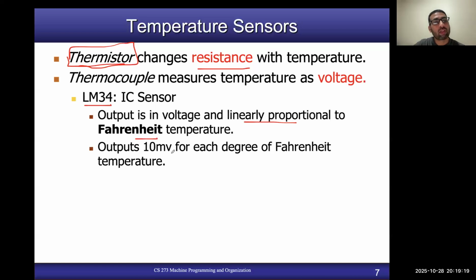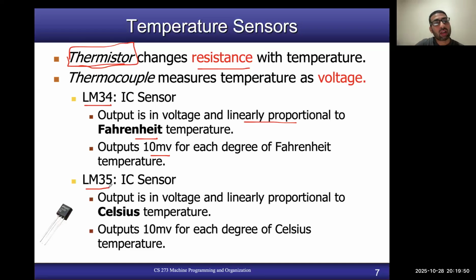For example, if your ambient temperature is 0 Fahrenheit, the output of the sensor will be 0 millivolt. But if the temperature increases by 1 degree, like it becomes 1 Fahrenheit, the output will be 10 millivolt. If the temperature increases to 2 Fahrenheit, the output will become 20 millivolts. So for every degree of Fahrenheit, the output increases by 10 millivolt. So the step size of the sensor is 10 millivolt.